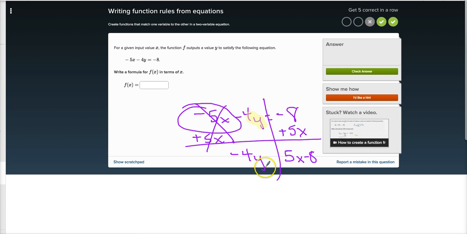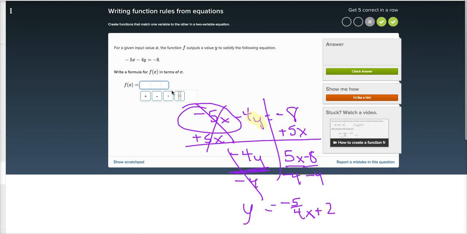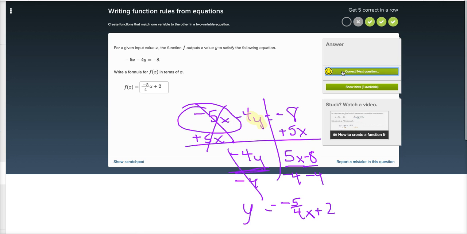These are not like terms. 5 divided by -4 is -5/4. -8 divided by -4 is +2. And those cancel, I just end up with y equals -5/4 x plus 2. There it is. Writing function rules from equations.